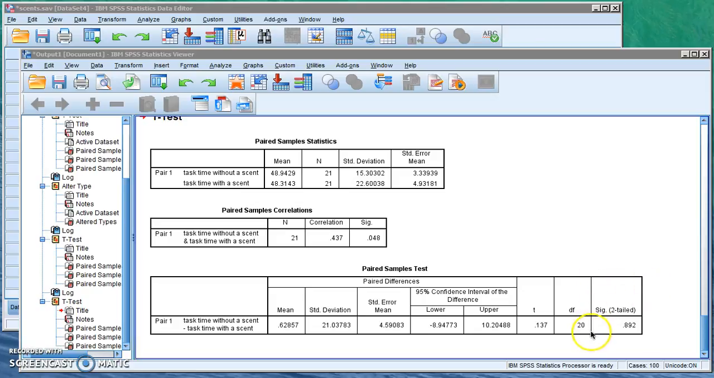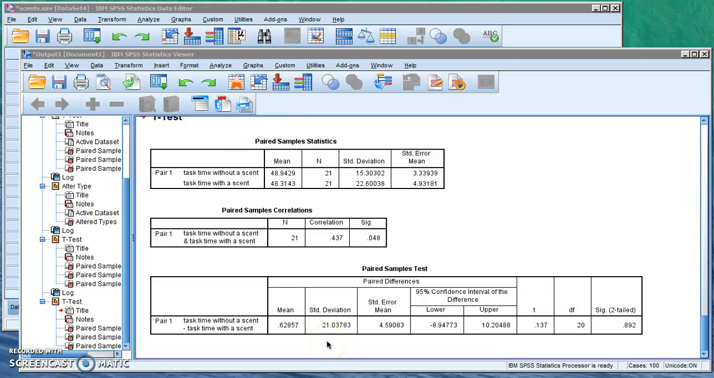But here, since it is 0.892, that makes it larger than the 0.05 value. So it is not significant, meaning that we do not reject the null hypothesis. The null hypothesis is true. These two task times are not significantly different, meaning that scent does not affect the way you complete a maze, at least on the basis of this test.